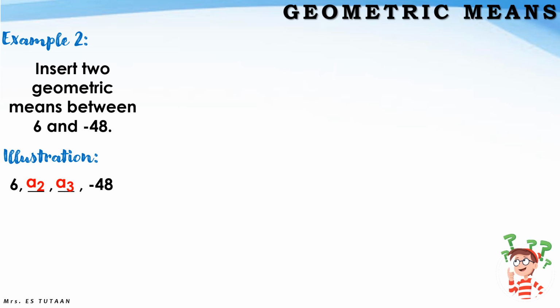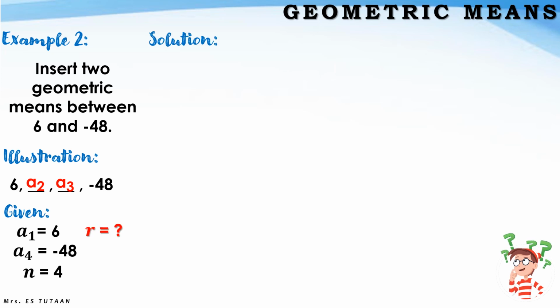So, sulat muna natin ang lahat ng ating given para mas mapadali ang ating pag-substitute sa formula. So, our a sub 1 is 6, our a sub 4 or the last term in the given sequence is negative 48, our n is 4, the ratio is missing. So, let us now proceed to the solution. We need to determine first the value of the common ratio.